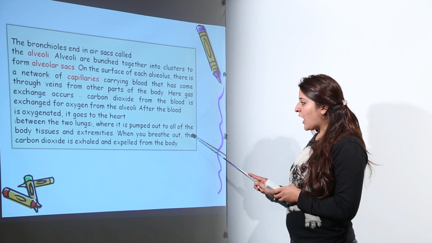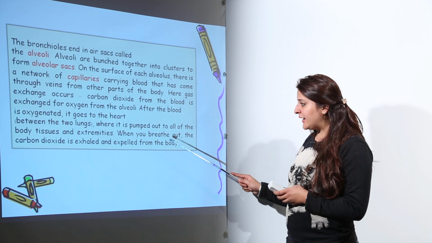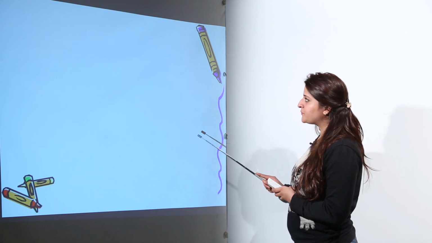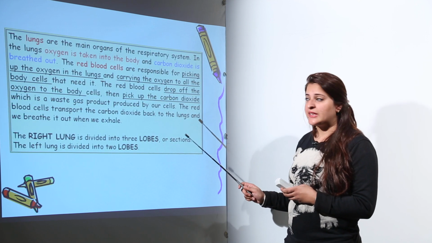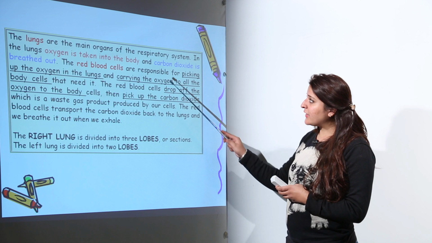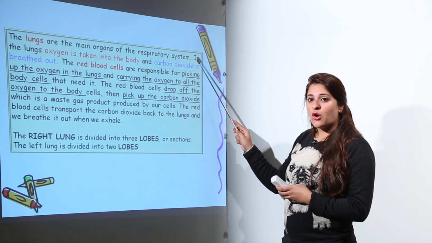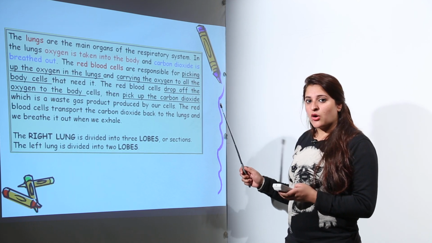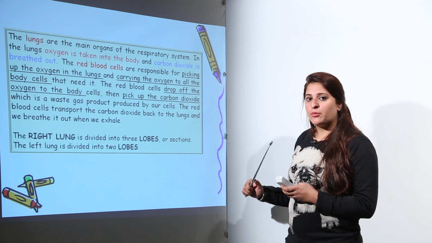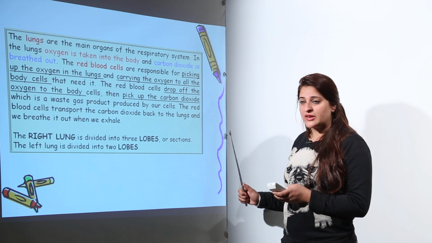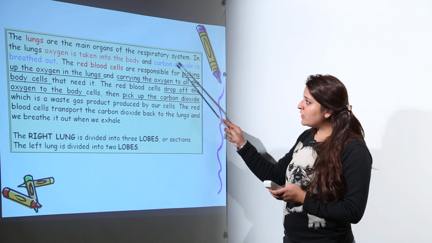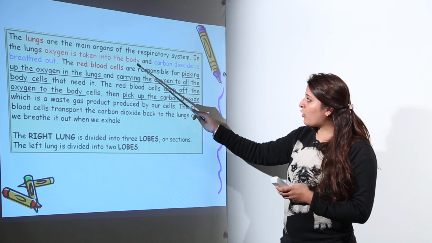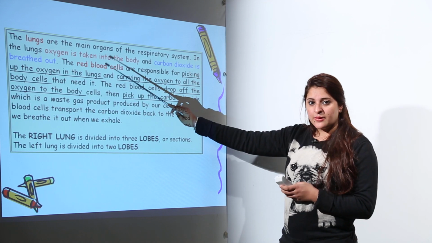And when we breathe out, the carbon dioxide is exhaled and expelled from the body. So this is what happens when we breathe in and breathe out. The lungs are the main organs of the respiratory system, because the alveolar sacs, bronchi, and bronchioles, primary, secondary, tertiary, are all present in the lungs. In the lungs, oxygen is taken into the body and carbon dioxide is breathed out.